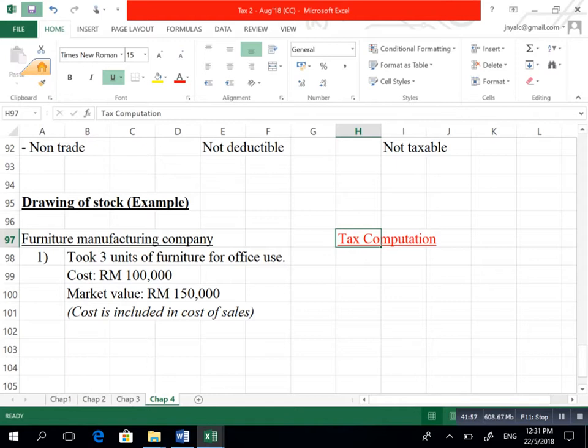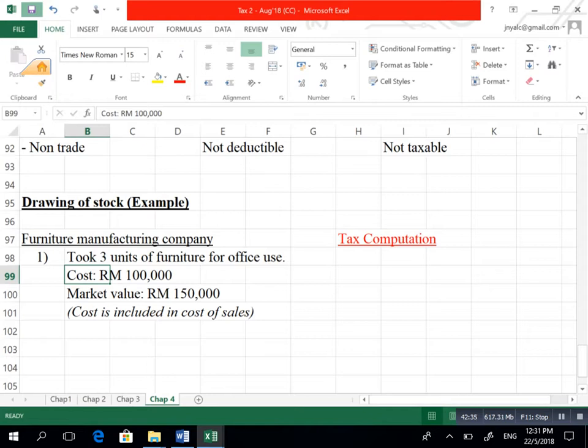Okay, now class, this is an example whereby the company is a manufacturing company. They manufacture furniture. Normally when they manufacture the products, they will include the cost in their accounts. So this is the cost amount for these 3 units of furniture, 100,000. Subsequently, these 3 units of furniture are taken by the company for office use. Maybe like a table, or certain furniture like cabinets and so on. So the office will need to use that also. The cost is already included in cost of sales.